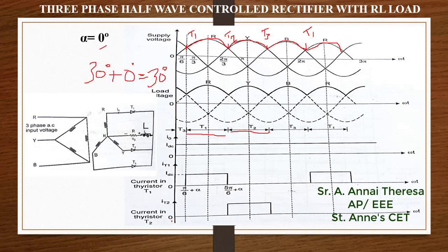For T3 you can draw here. Here thyristor T3 is conducting, so for this duration there will be current through thyristor T3. This is for T3. Then again from here to here, this is also the current through thyristor T3.